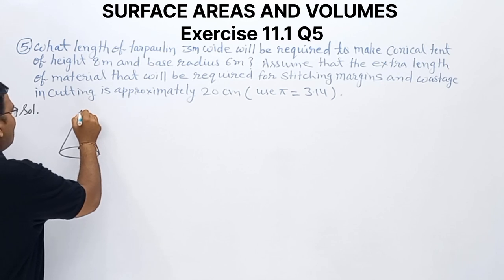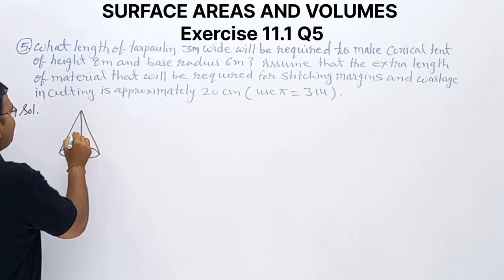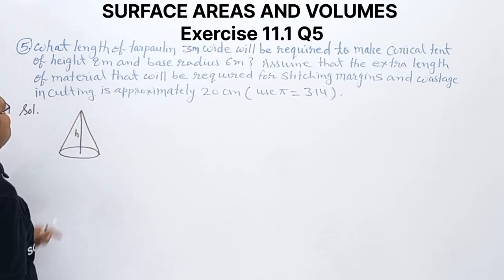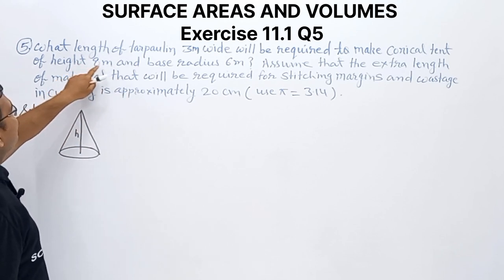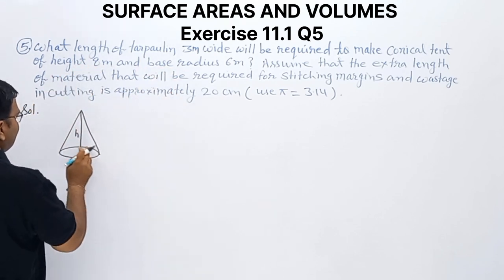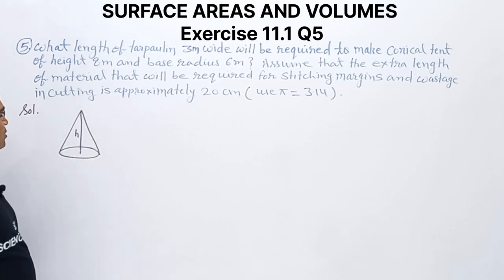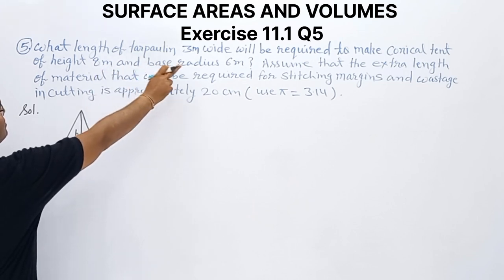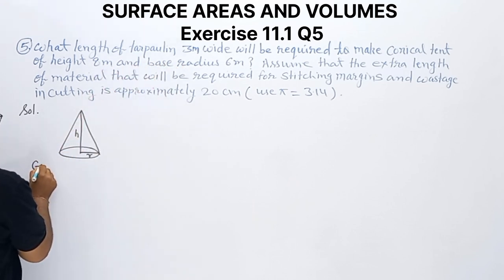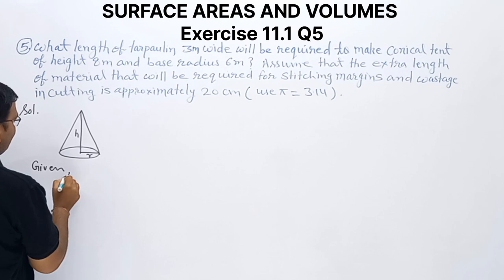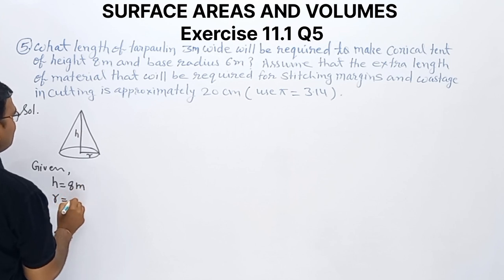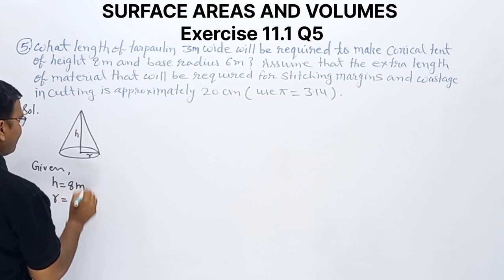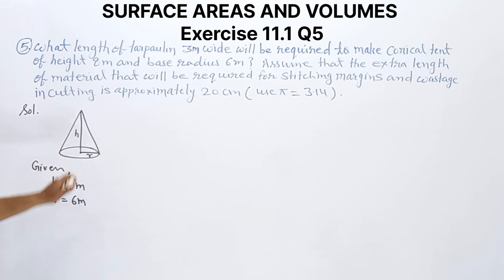Its height is h, and it is given in the question: height 8 meter and base radius. This is the base of this cone. Its radius is R, and it is 6 meter. So given height h equal to 8 meter and base radius R equal to 6 meter. Clear? Two things, h and R, we are having.